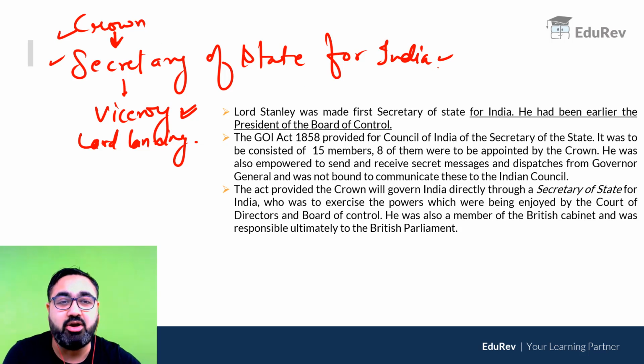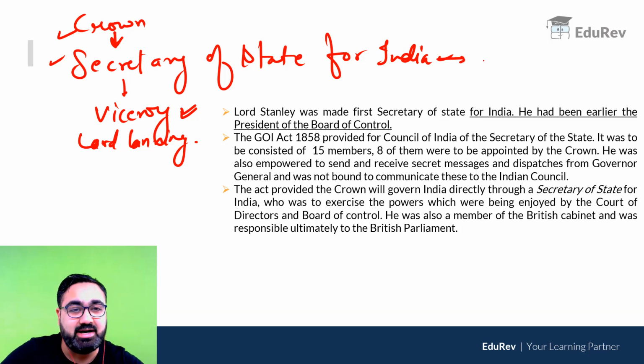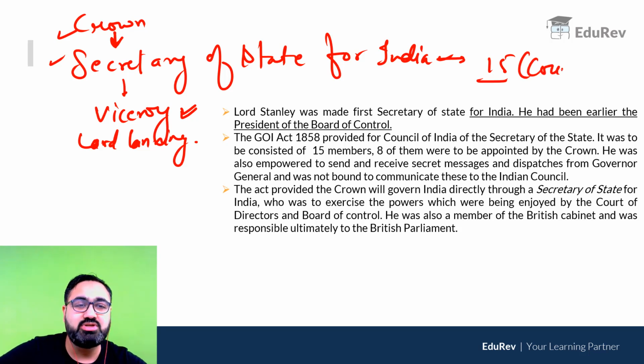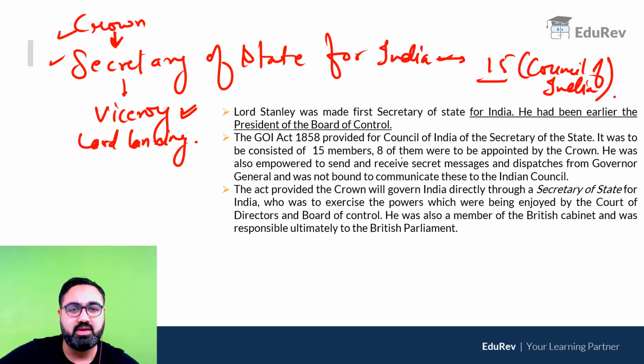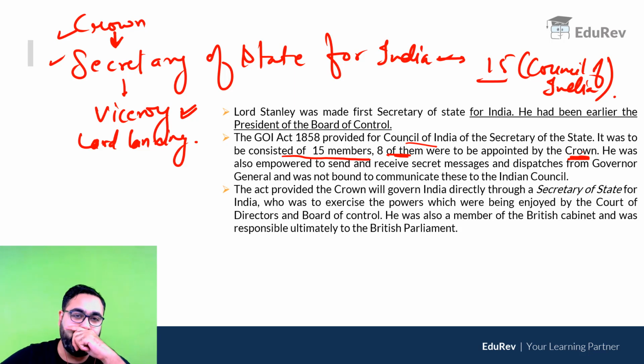Also, this Secretary of State for India will be assisted by a team of 15 people, who will be called the Council of India. So, Council of India, by that name, 15 people would be appointed. These will also be in England. So, this Council of India would be of 15 people. 8 of these people will be appointed by the Crown. So, the Crown will directly appoint 8.